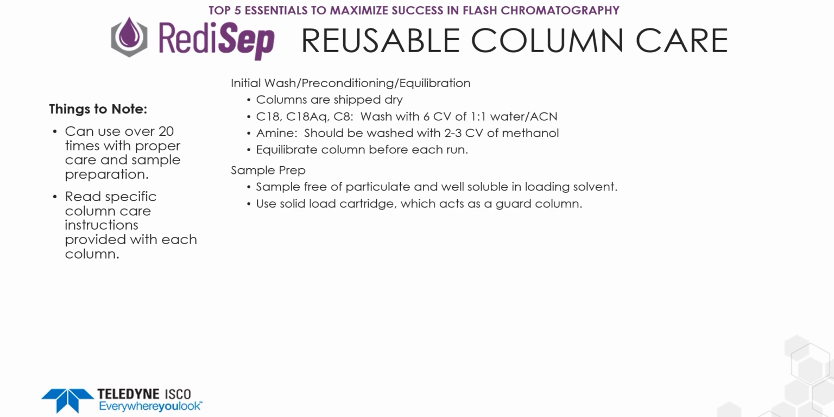If you are looking at using like natural products for flash and it's hard to get a compound completely soluble, you might want to look at using a solid load cartridge. And this solid load cartridge can act as a guard column. So a lot of that gunk is not getting onto your top frit of your actual column. It's actually just getting caught in that solid load cartridge. So you don't have to replace your column. You just have to replace your solid load cartridge or your guard column in that case.